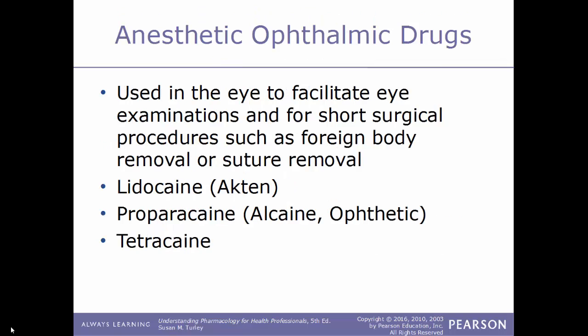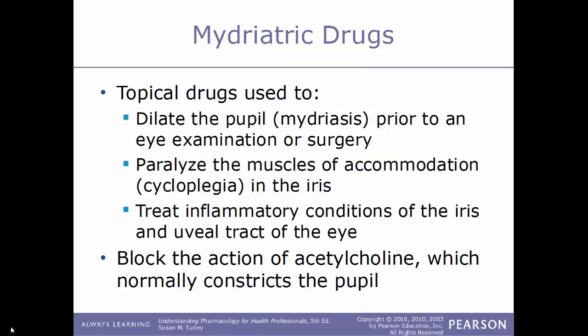All right, now we'll talk about anesthetic ophthalmic drugs. These are used in the eye to help facilitate eye examinations and for short surgical procedures, such as a suture removal or removing a foreign body of the eye. Some examples of this kind of drug: lidocaine, sold under the name Akten, proparacaine, also known as Alcaine or Ophthetic, and also tetracaine.